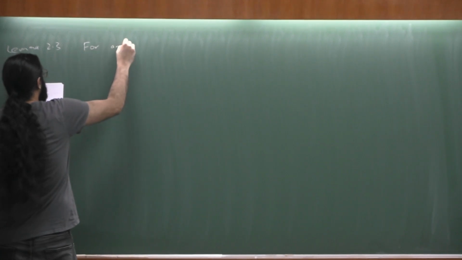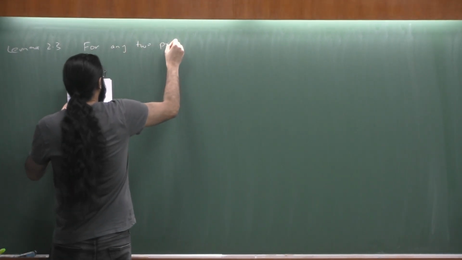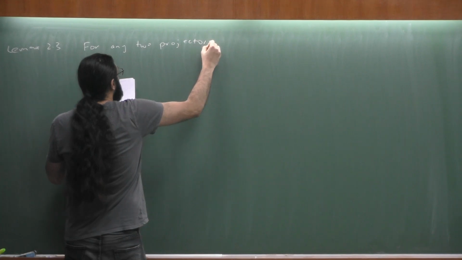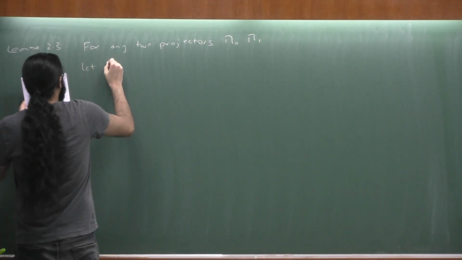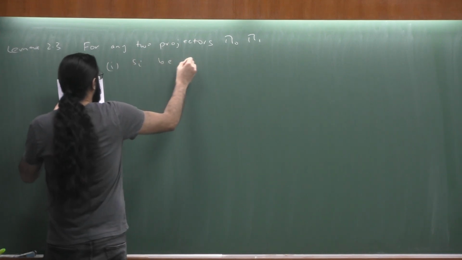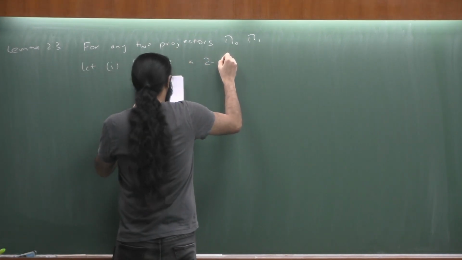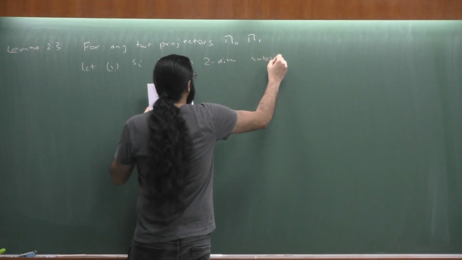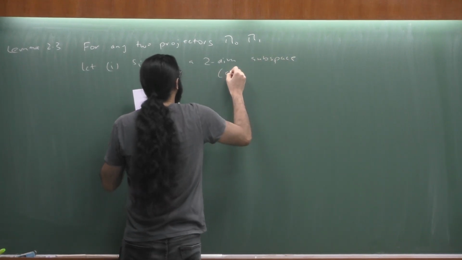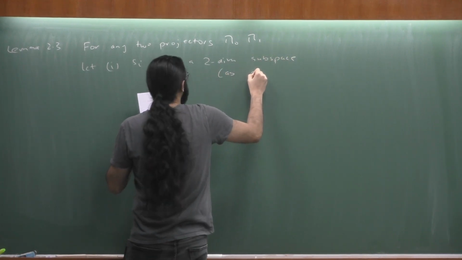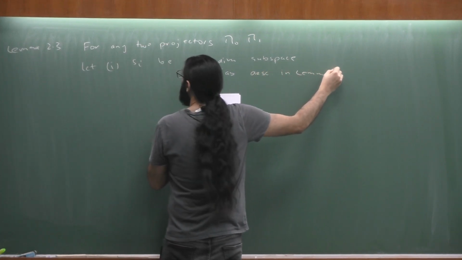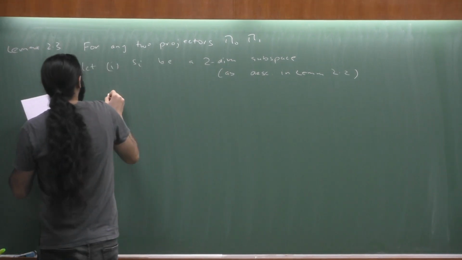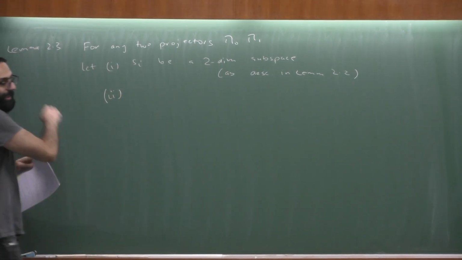So this says that it's essentially the same for any two projectors, pi 0, pi 1. Let Si be a two-dimensional subspace as described in lemma 2.2. So you can write it in a block diagonal form, right?